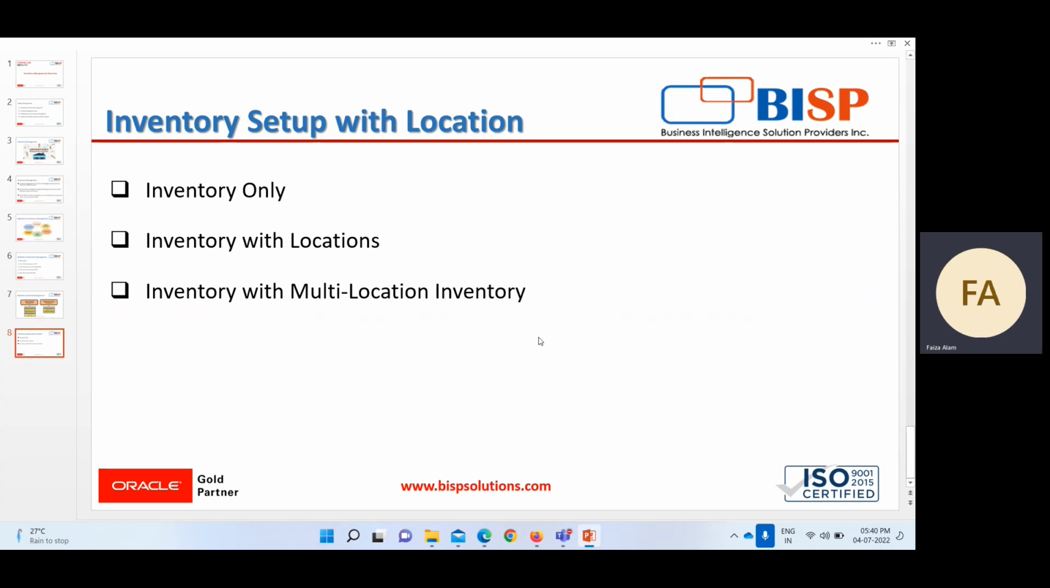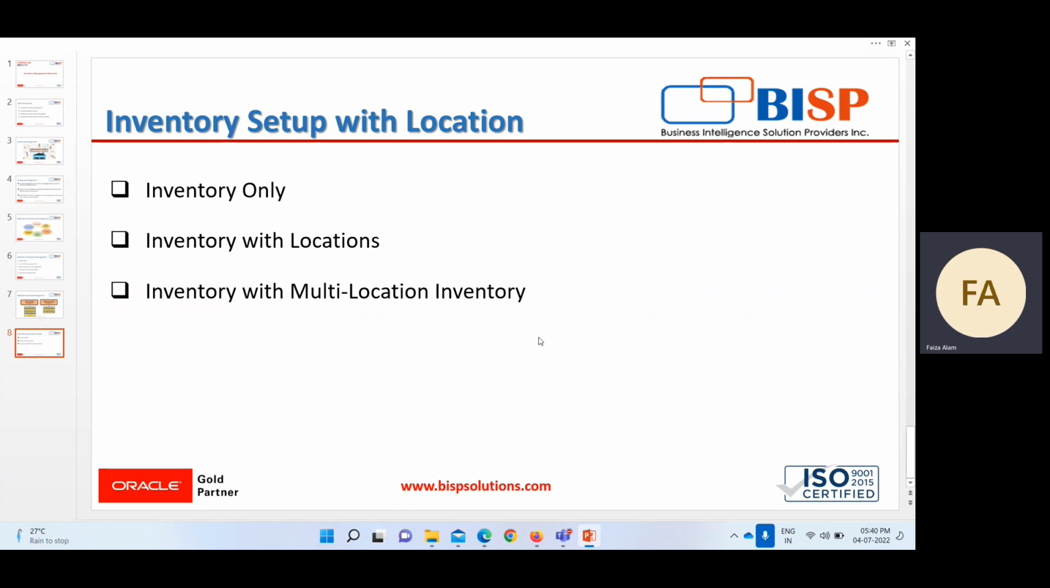If I talk about inventory only, the basic setup involves tracking inventory without setting up locations. But in normal scenarios this is not possible. This setup is ideal if we have only one location. At least here we should have one location when we are creating an item record, so this setup is ideal if we have only one location where we would be receiving, stocking, and selling our items.